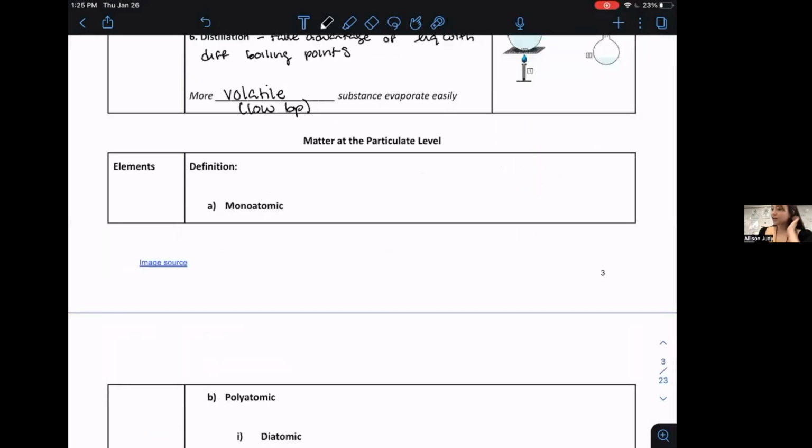So moving on to matter at the particulate level, we say that an element is defined as only containing one type of atom.